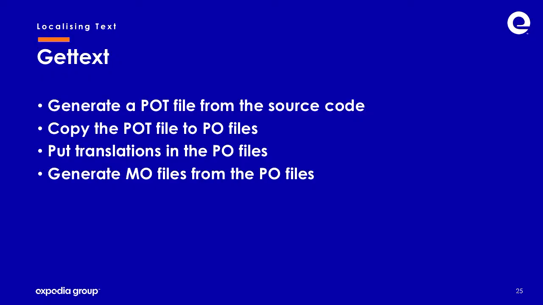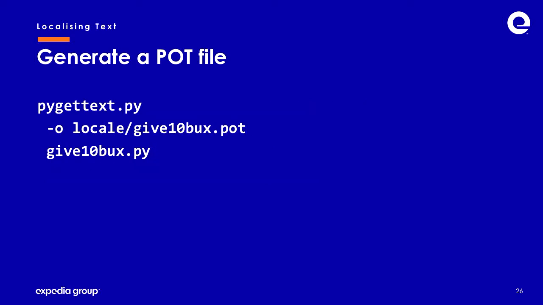So the steps for using Gettext for localization: we're going to generate a pot file, that's a portable object template file. We will copy that pot file into the right places for where our locale is going to expect them. We will put some translations in them, and then we'll generate mo files. That's the machine object files. That's the machine-readable version of the PO file. Generating a pot file, I'm using pygettext.py. This is a Python implementation of Gettext.